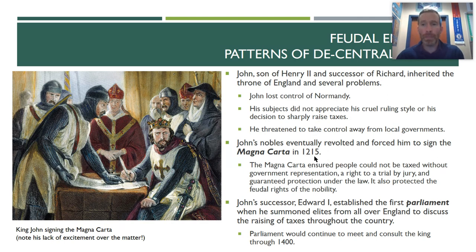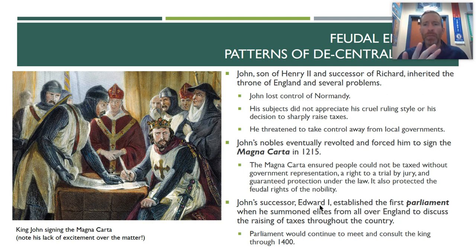And the nobility maintains its feudal rights. So this really works overall more than anyone else for the nobility. And John's successor, who comes after him, Edward I, creates the first parliament. And parliament, in this sense at least, is when elites from all over England come to a decision on how to raise taxes throughout the country. And they're going to continue to meet and consult the king in this manner well through 1400. And we'll be talking about that a little bit later on this year.